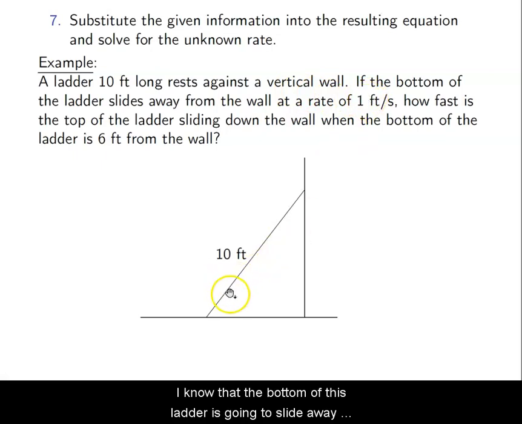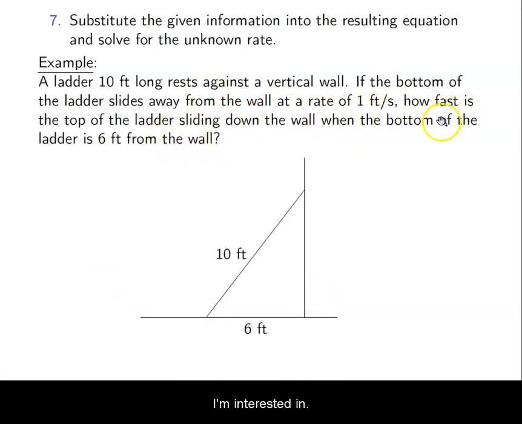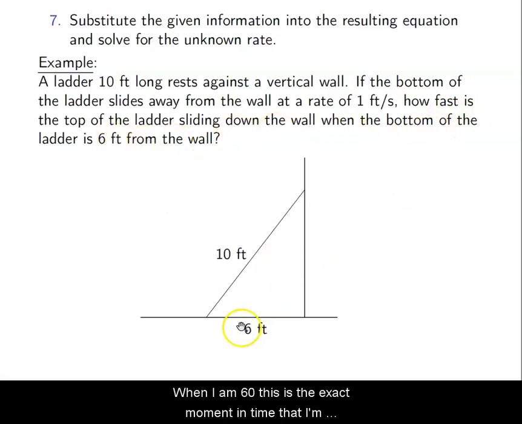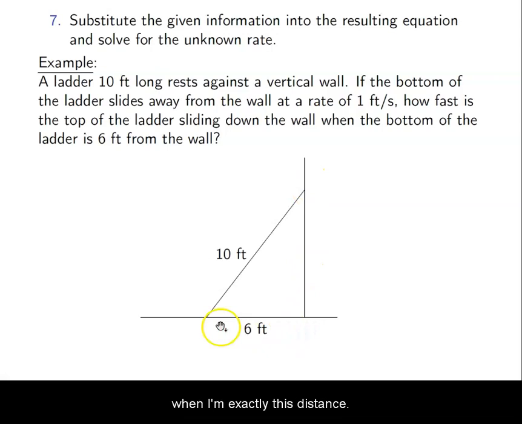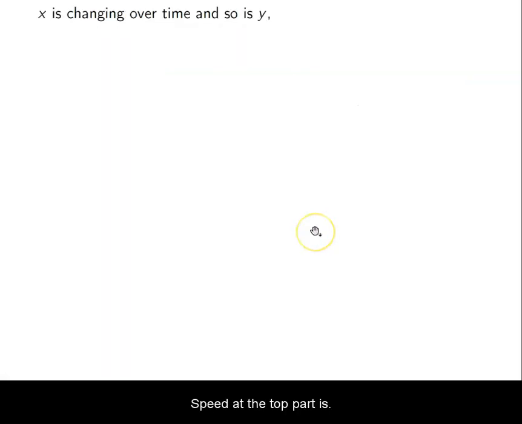I know that the bottom of this ladder is going to slide away, and it's going to move away at a rate of 1 foot per second, okay? I'm interested in when I am 6 feet. This is the exact moment in time that I'm interested in, right? So how fast is this moving downwards when I'm at exactly this distance? Okay. Again, the rate that I'm moving here is a constant rate of 1 foot per second. This is what I don't know at this moment of time, right? When it's exactly at this distance, at this instant, what is its speed that the top part is moving?